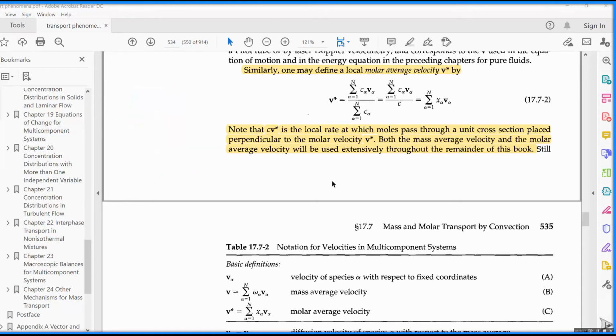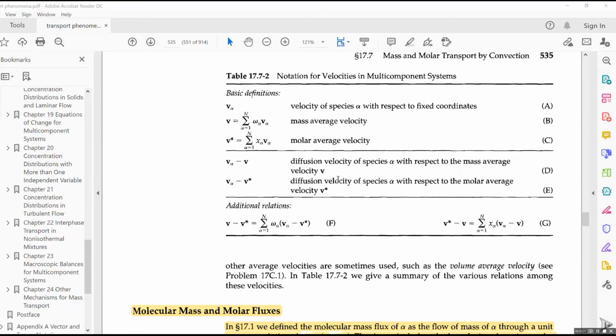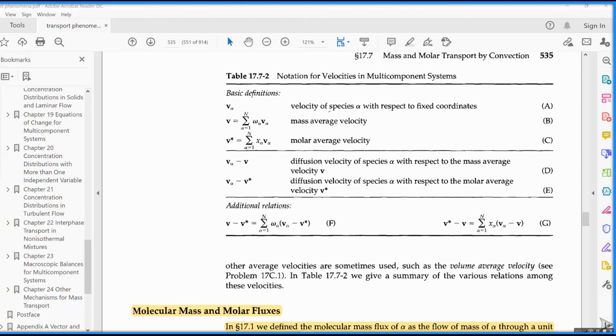Okay, let's continue our discussion. V alpha is the velocity of the species alpha with respect to fixed coordinates in the mixture in the control volume. We have defined the mass average velocity of the system, which is different from that one. Alpha is any species, and V star is the molar average velocity. This is mass, this is the molar.